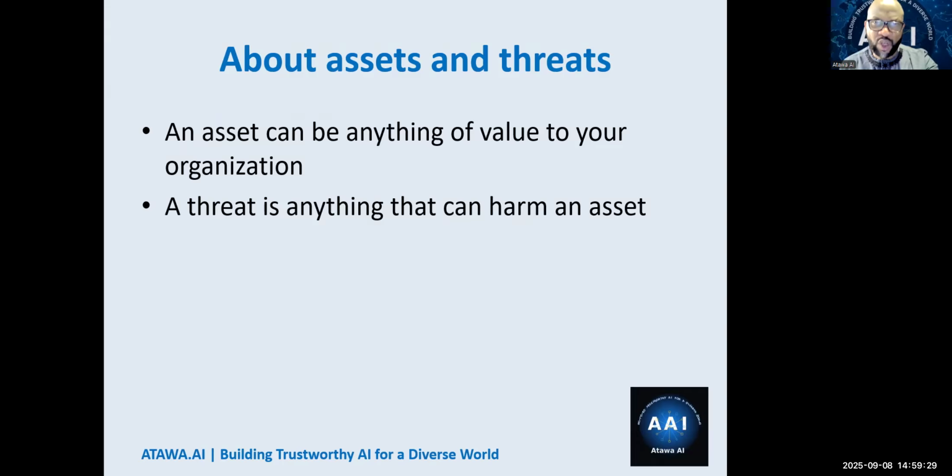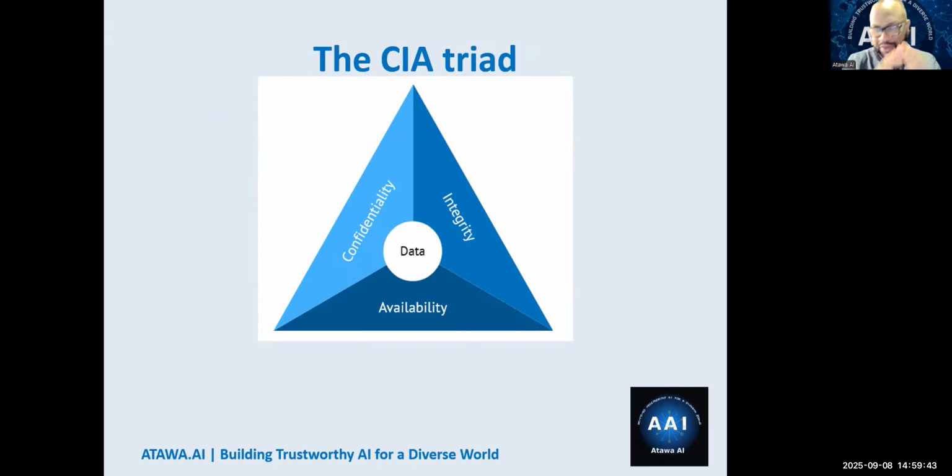So when we identify an asset, it's just anything that has value to your organization. I always tell people to replace the two S's with dollar signs. And of course, a threat is anything that can harm an asset. So everything in cybersecurity is defined with the CIA triad: confidentiality, integrity, and availability. Confidentiality means having the information available only for the person that needs it, right? Integrity means trusting that the information has not been altered. And of course, availability, making sure that it's available when you need it.